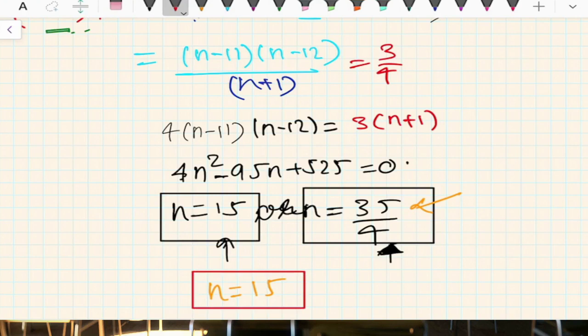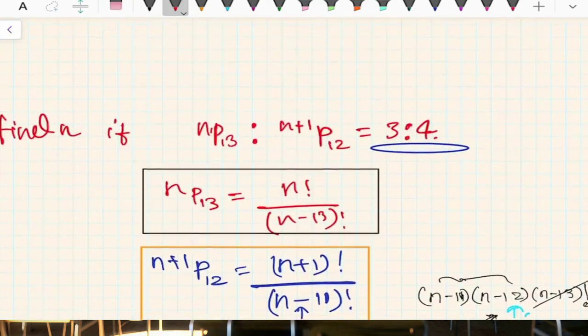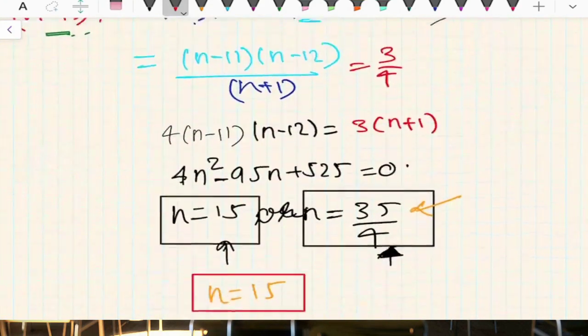So n can never be 0, you know. We are not talking about 0 arrangements, we are talking at least arrangement of one arrangement, 2 arrangement, or how many arrangements are there. So n can never be 0 or negative or, you know, fraction. It should be a whole number only, and thus our n should be equal to 15.